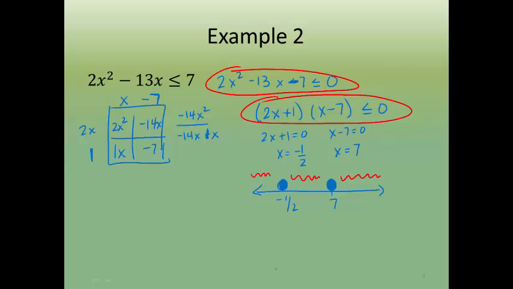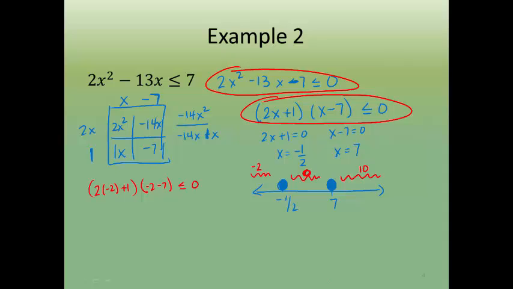So I'm going to test a number that is less than negative 1. I'm going to test negative 2. Then in between I'm going to test a 0, and on the far side I'm going to test a positive 10. I like to pick numbers that are easy to multiply by. So I have 2 times negative 2 plus 1 times negative 2 minus 7, and I need to know if that is less than or equal to 0.